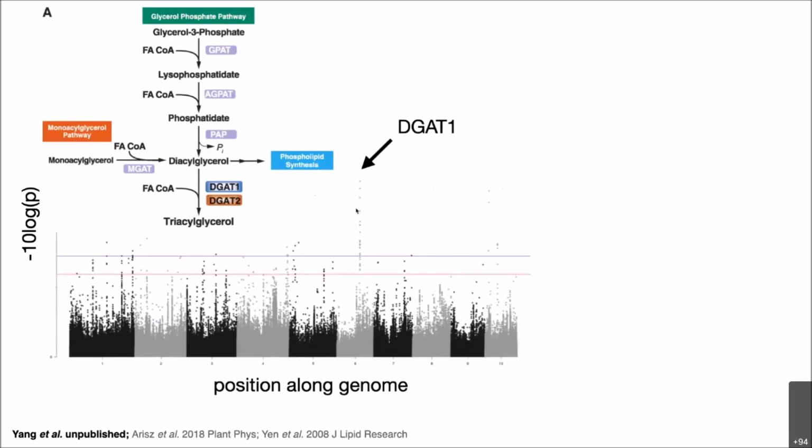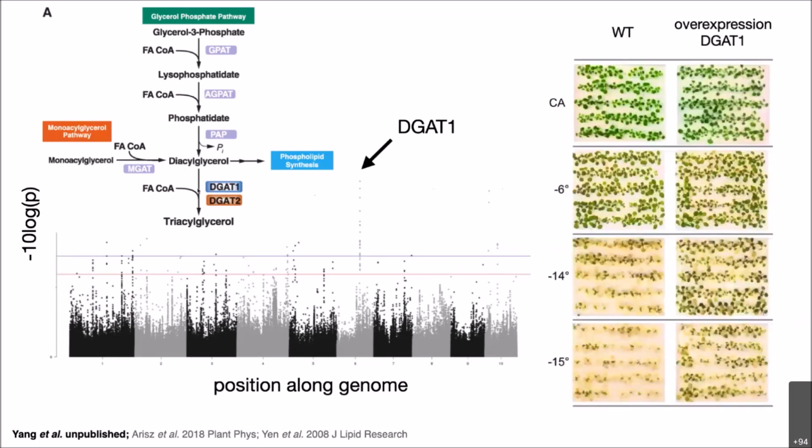DGAT1. DGAT1 is important in the last step of the synthesis of triglycerides in maize. And although we don't have direct evidence of its functional relevance in maize other than increasing oil content in kernels, we know that in Arabidopsis, overexpression of this gene contributes to cold hardiness, or resistance to extreme low temperatures. Again, potentially consistent with an adaptive role for this locus in adapting to higher latitudes, colder temperatures, higher elevation.